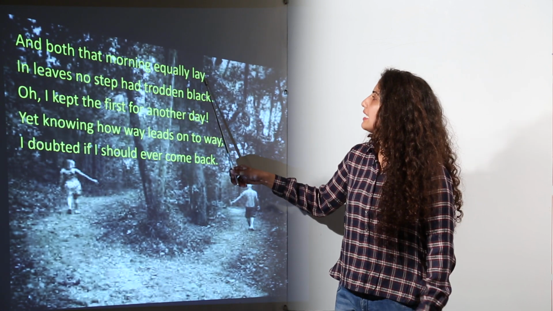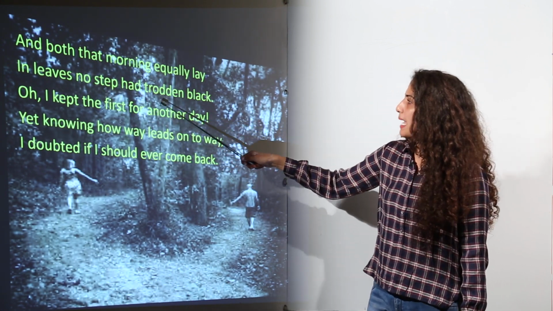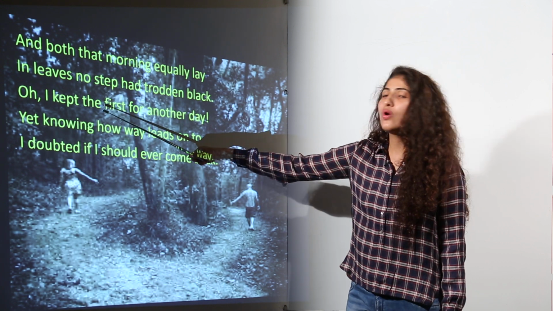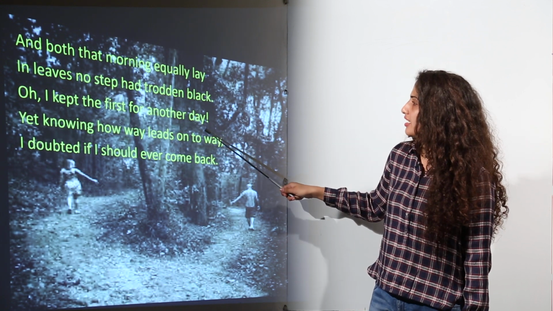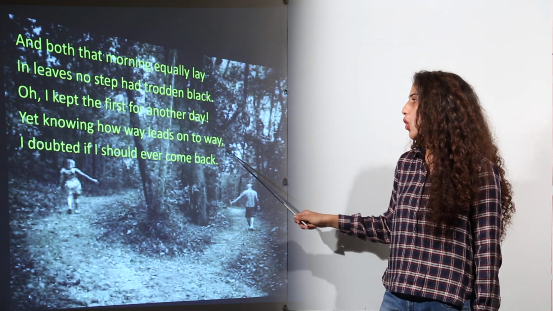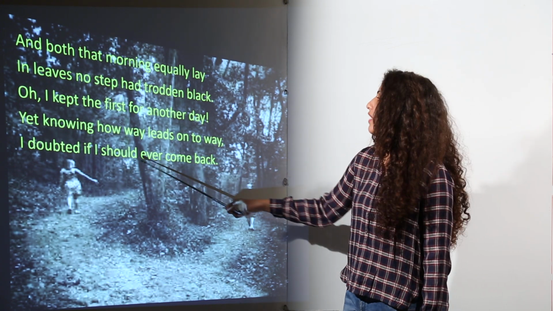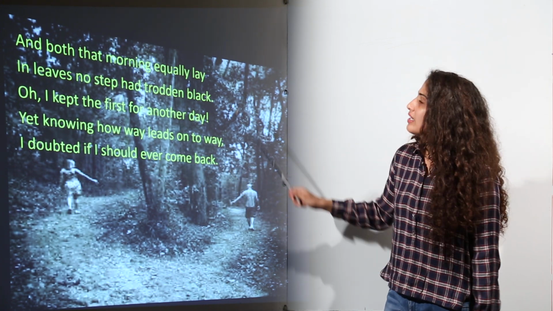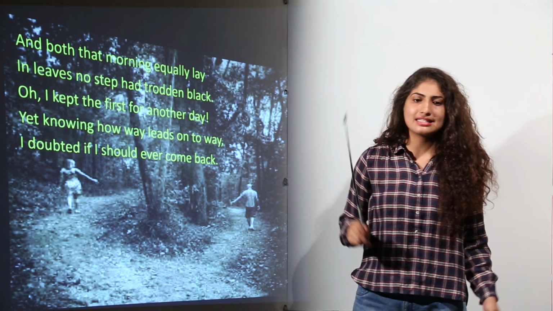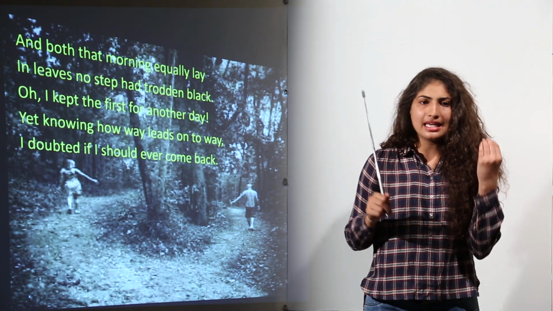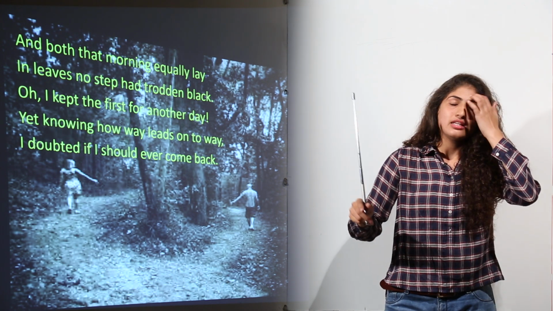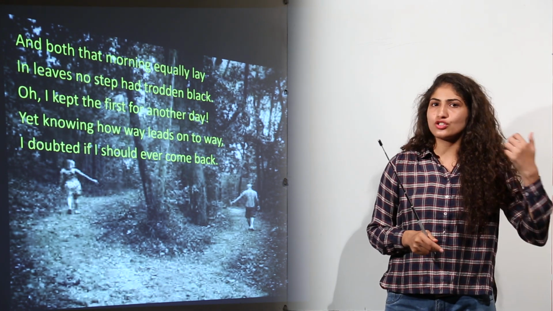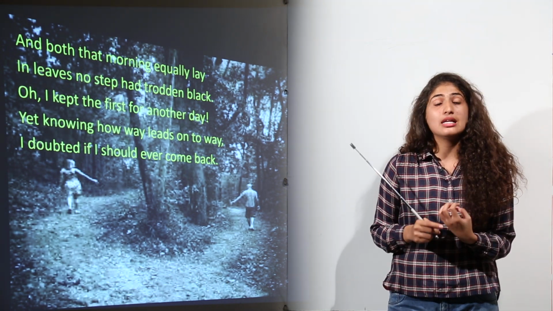And both that morning equally lay in leaves no step had trodden black. Oh, I kept the first for another day, yet knowing how way leads on to way, I doubted if I should ever come back. Now in this line, it is telling again the same thing, that he is now observing both the routes. Since he has chosen the second route, but now still he is confused.